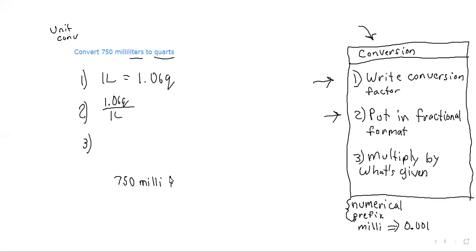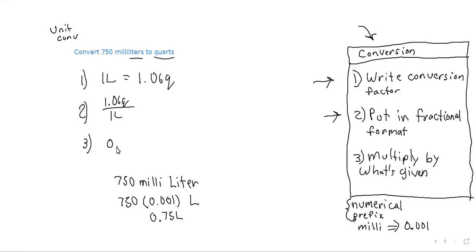We have milliliters. So what we must do before we can multiply it by our conversion factor is replace the milli with the number it represents. And you see here, milli represents 0.001 and multiply it out. So we're going to write 750. We're going to replace this numerical prefix milli with the number it represents, 0.001 liters. Now we work it out on our calculator. We get 0.75 liters as our pure liter amount, and that's the number we have to multiply the conversion factor by.